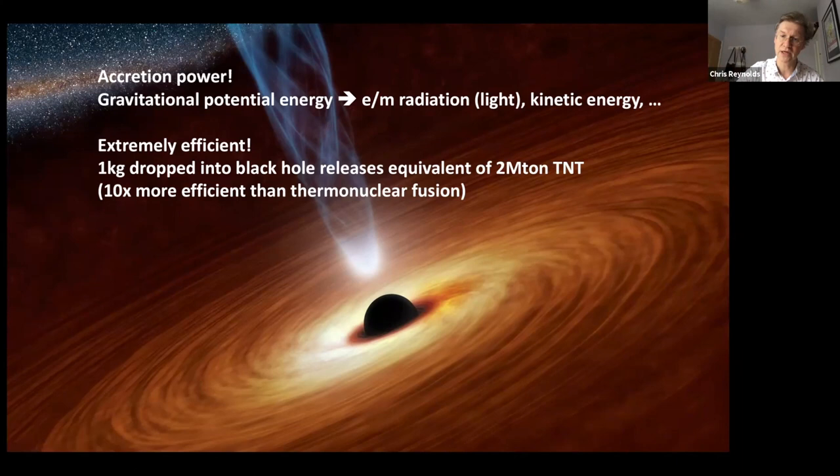The key thing is, though, because the gravity in the black hole is so strong and it's such a deep hole, this is an extremely efficient process. Our calculations suggest that if we drop a kilogram of matter into a black hole, we can release an enormous amount of energy, the equivalent of a 2 megaton TNT bomb. So this is extremely efficient, much more efficient than thermonuclear fusion.